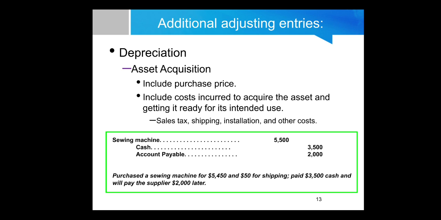So this is the way to record the purchase of a non-current asset. The example here is a sewing machine. If you have a situation where a business purchases land or building or motor vehicle, the way to record that purchase is the same as this example. You have to debit the account for the non-current asset, and then you have to credit the account cash, and maybe you also have to credit accounts payable.